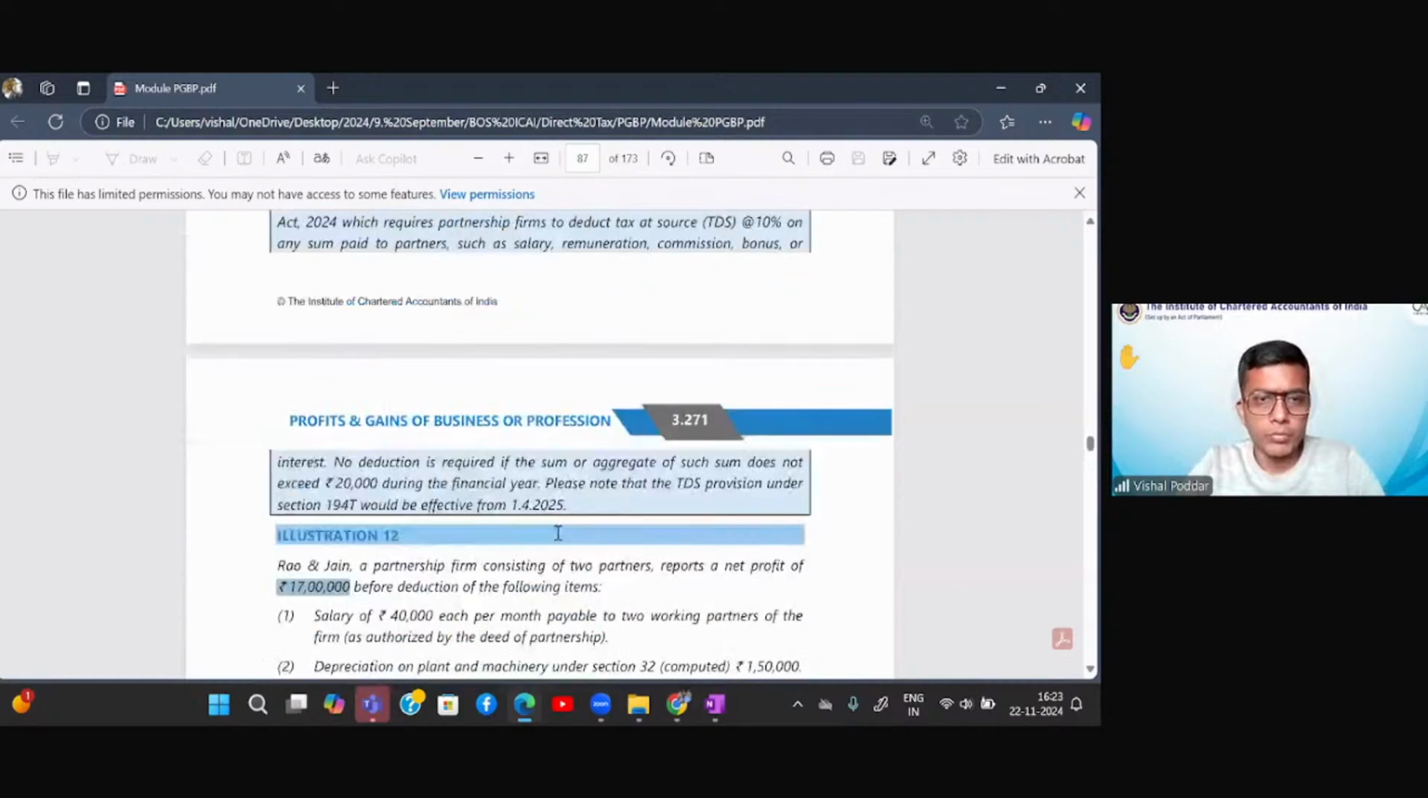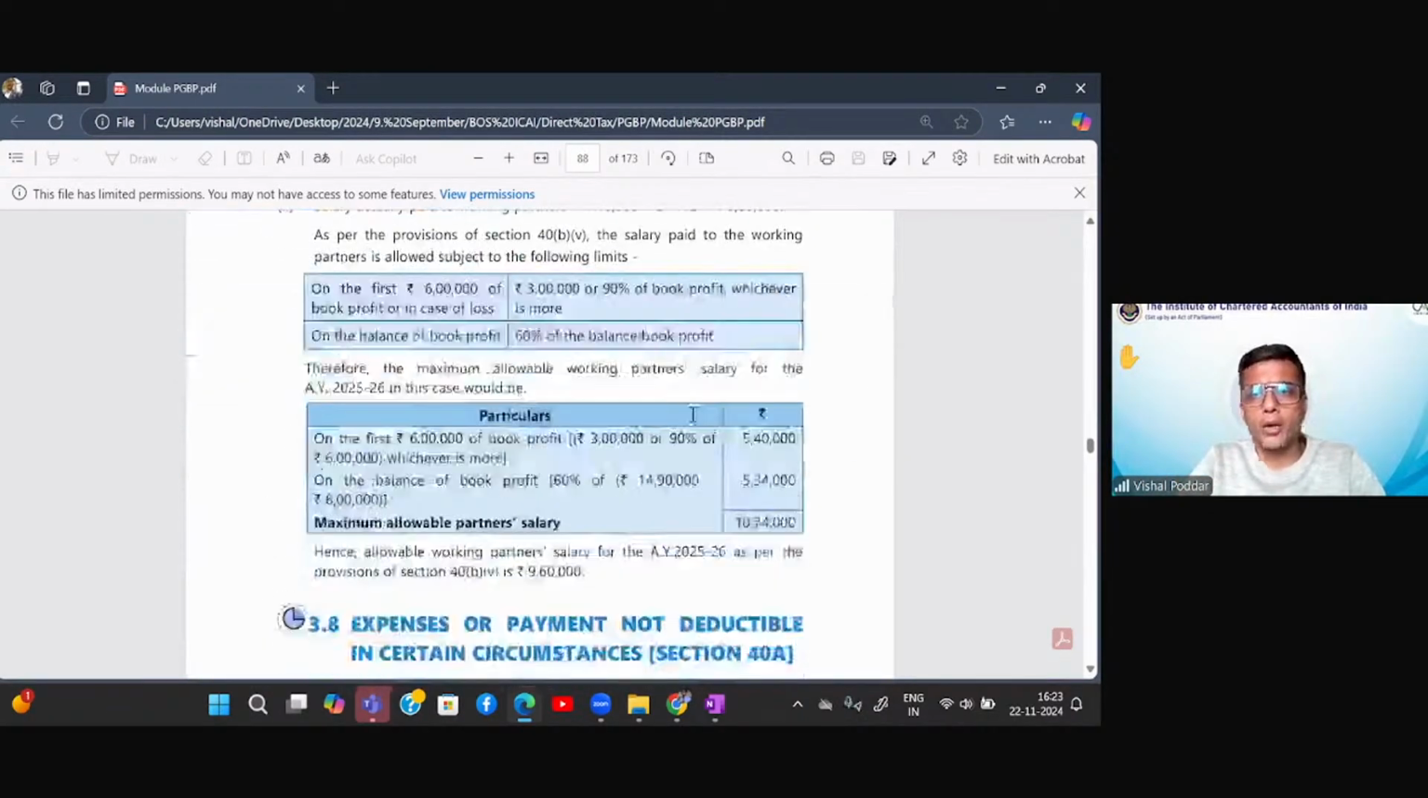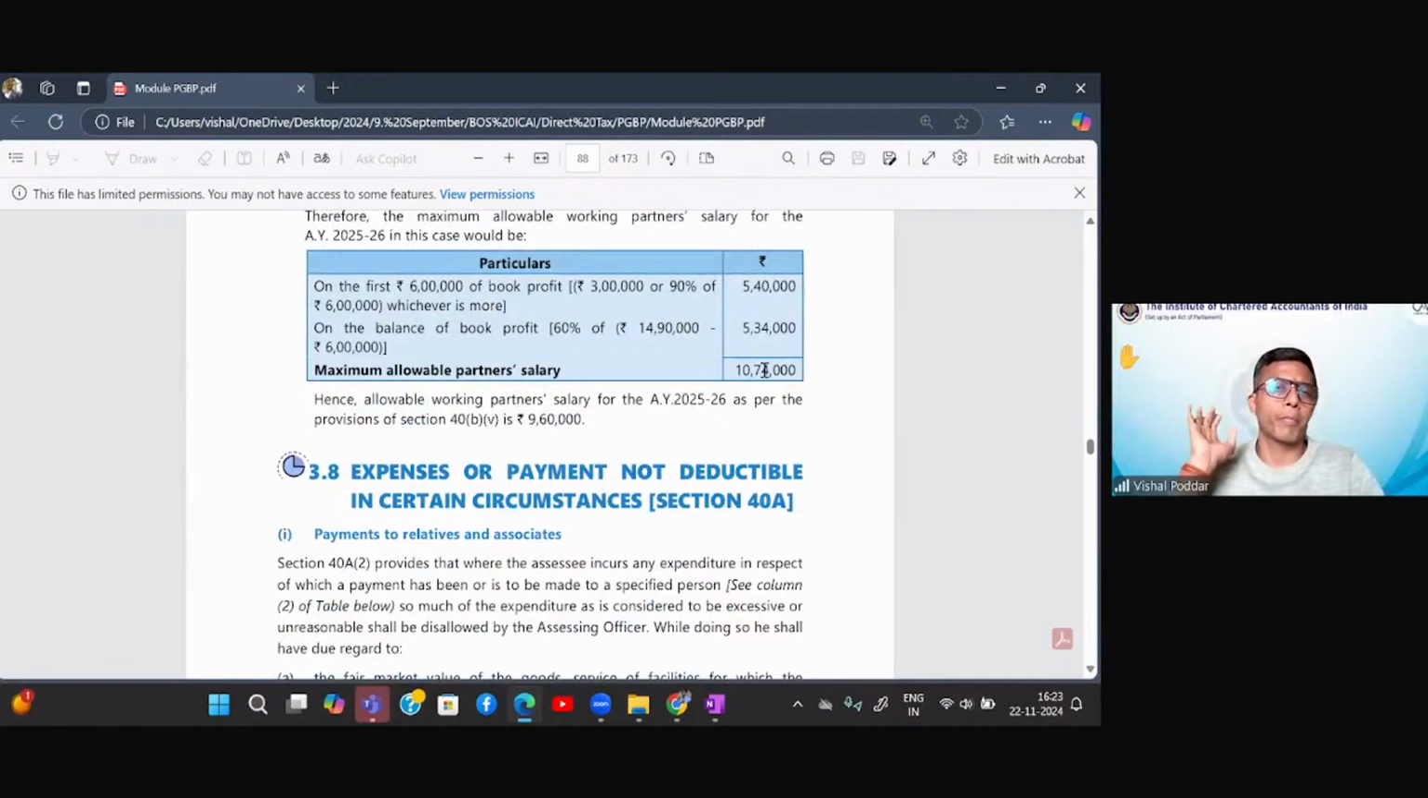Now, how much have you paid to your partners? Salary of 40,000 each per month is payable to two working partners and it is authorized. So 40,000 into 12 is 480. 480 into 2 is 960. So your actual remuneration is 960 and your limit is 1074. So Hardik, how much deduction will we get? Whichever is lower, because this 1074 is your limit, right, beta?